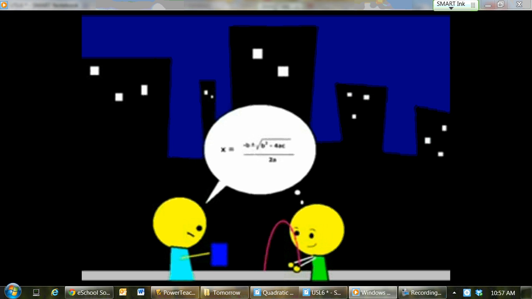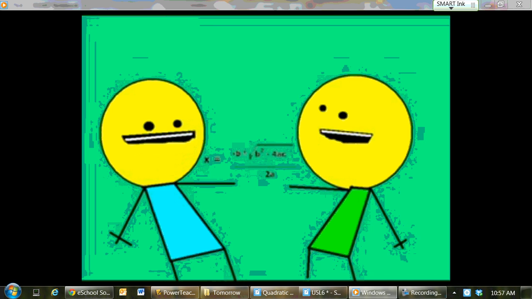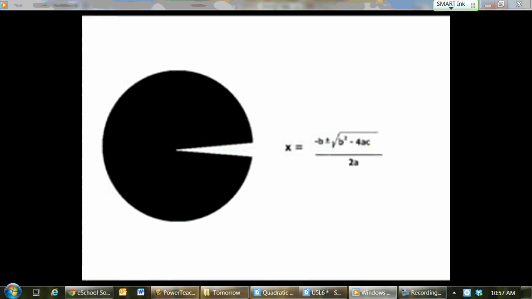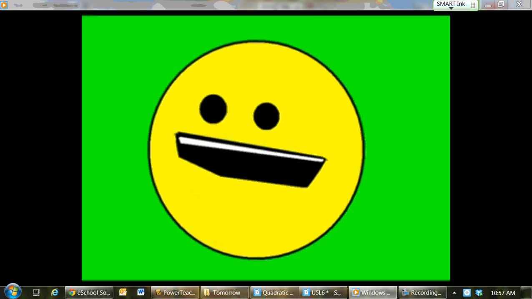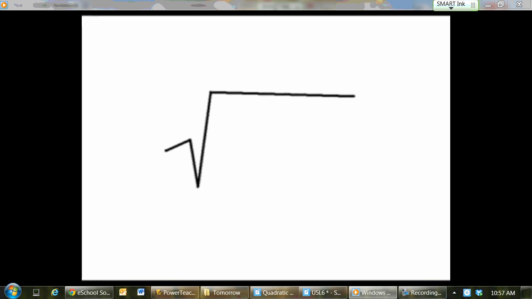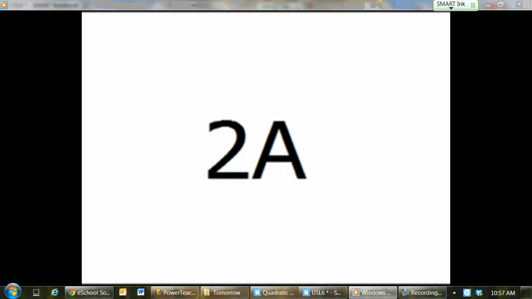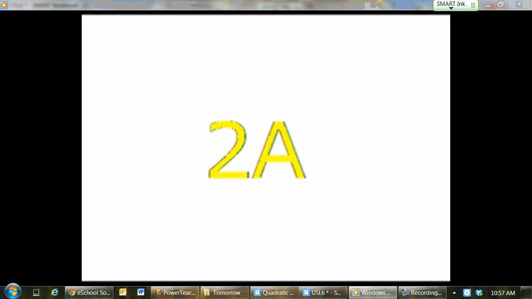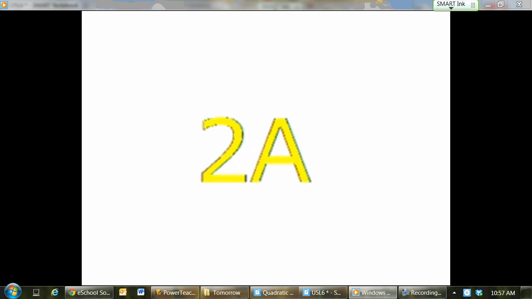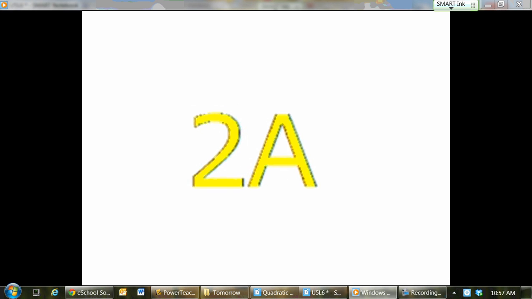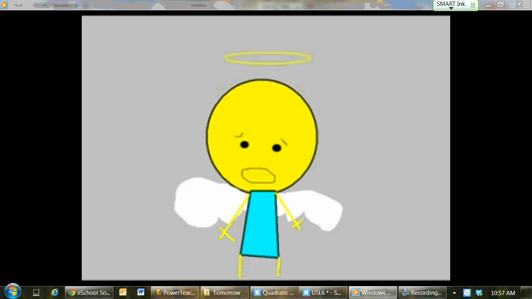Quadratic formula. And it's negative b plus or minus the square root of b squared minus 4ac over 2a. Now my life is over, seen all that I can see.